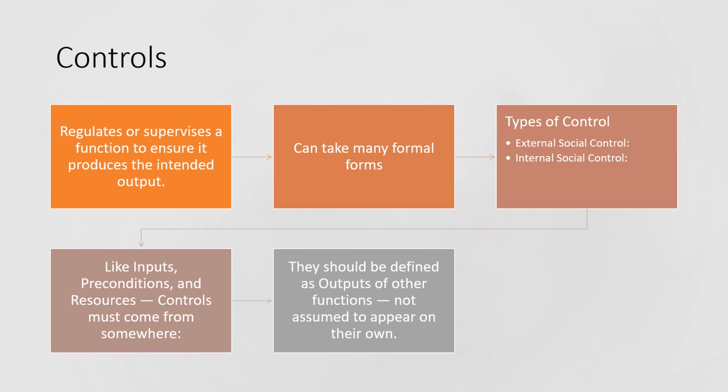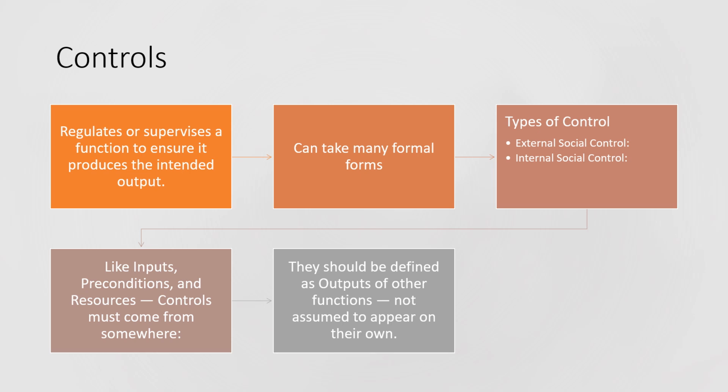Controls. Controls regulate or supervise a function to ensure it produces the intended output. They can take many formal forms, such as plans, schedules, procedures, instructions, algorithms, or feedback loops. There are two types of control. External social control, which comes from others' expectations as standards, managers, colleagues, policies, standard operating procedures. They can be formal, written, or informal.